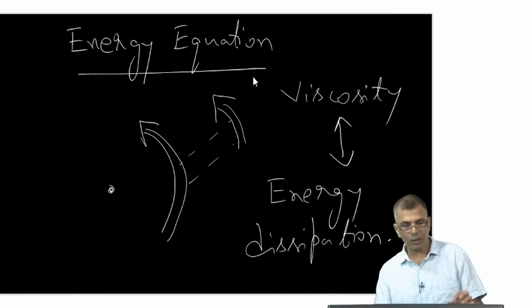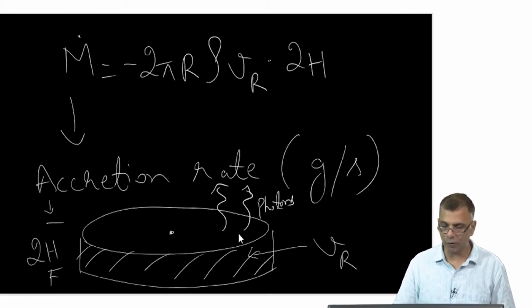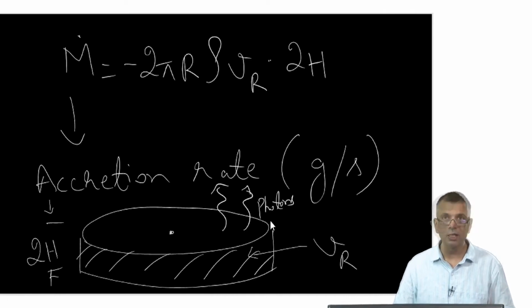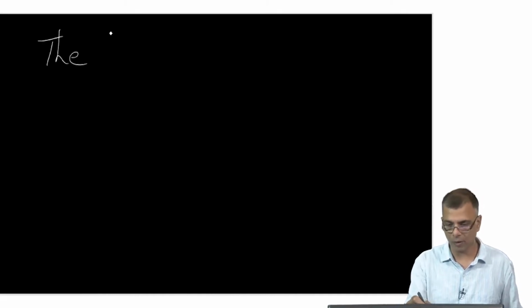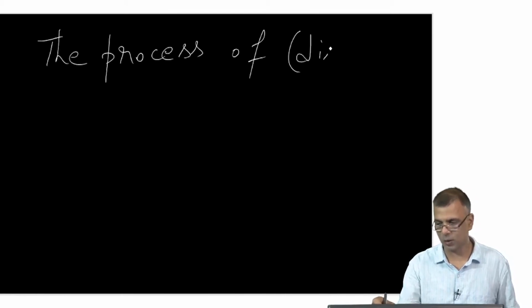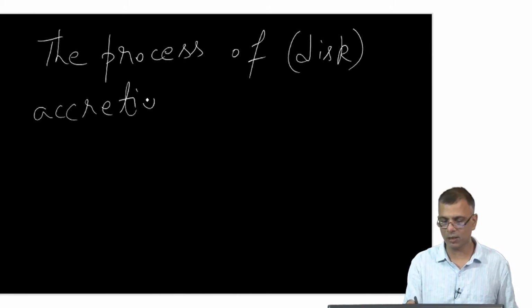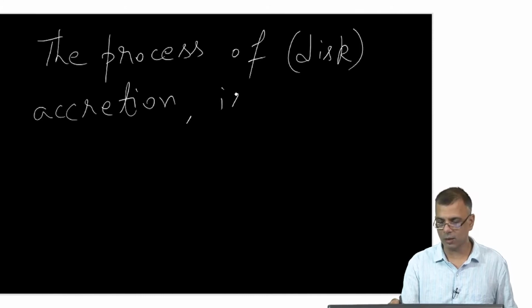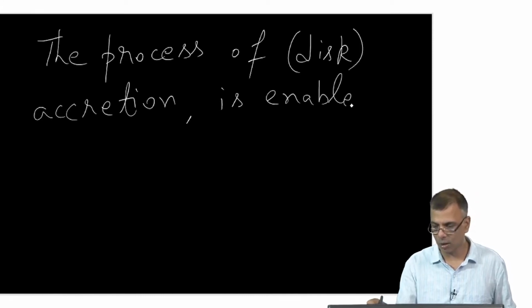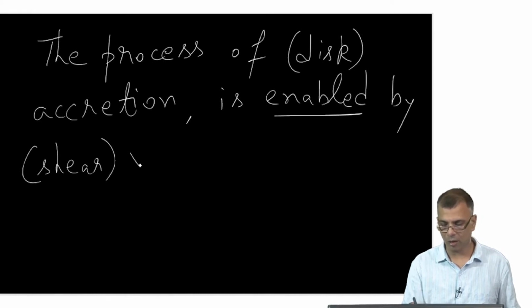Because the only way we can observe the accretion disk is via the photons that are being emitted from it, very, very indirectly of course. So to speak, the process of accretion, in this case we are discussing disk accretion, is enabled by shear viscosity.